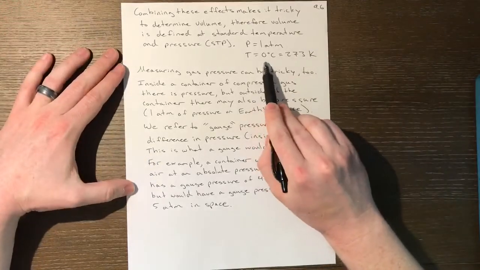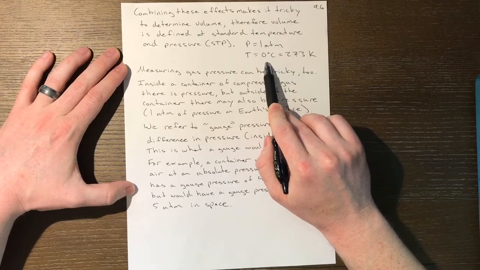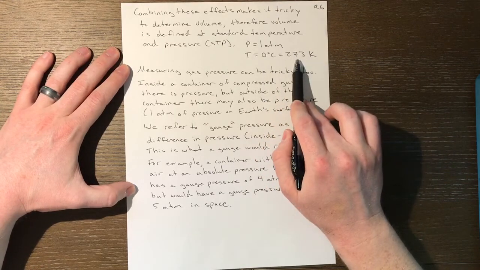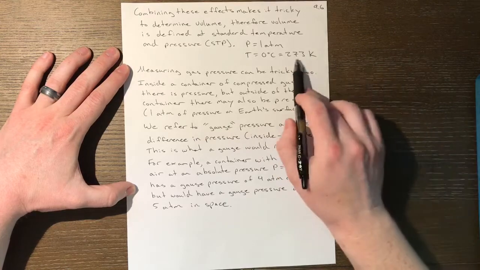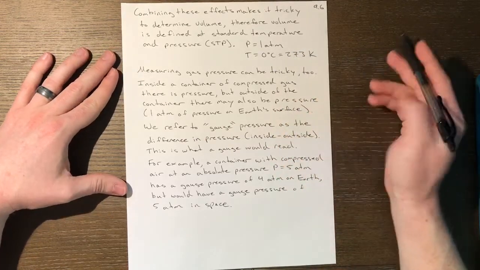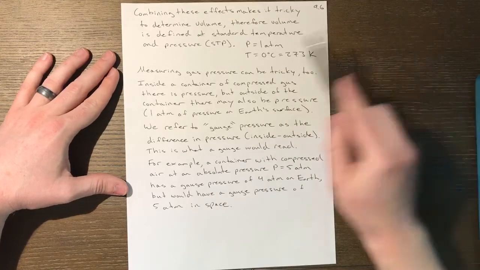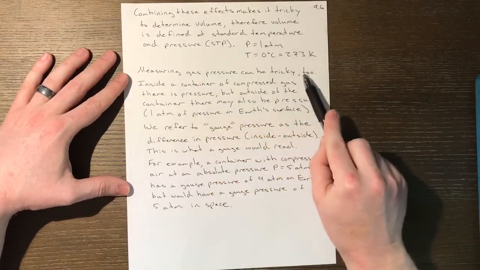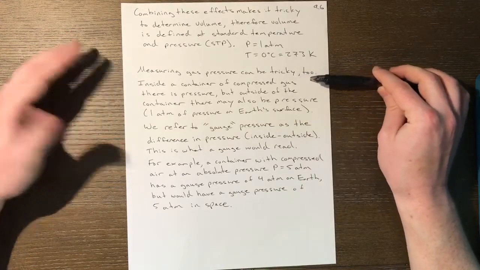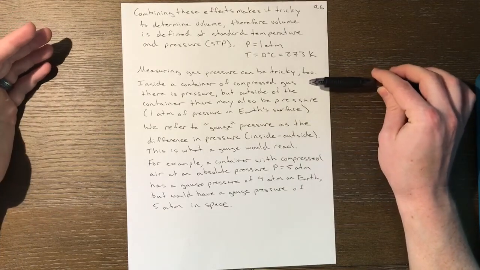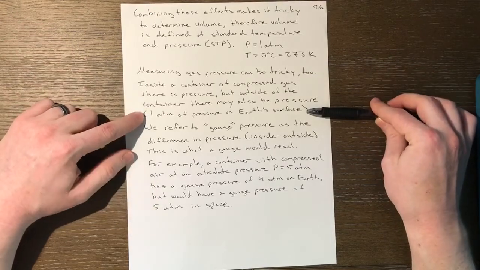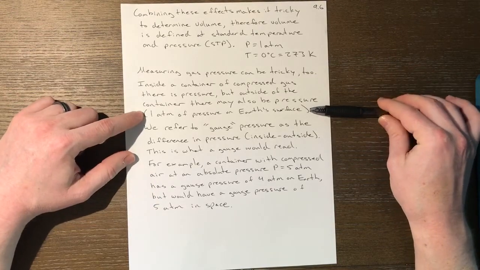And the temperature was chosen to be 0 degrees Celsius, the freezing point of water, which would be 273, not degrees, just Kelvin. 273 Kelvin is standard temperature. But it doesn't just stop there. Measuring gas pressure can be tricky too, because inside a container of compressed gas, there is pressure, but outside of the container, there may also be pressure. For instance, there's 1 atmosphere of pressure on Earth's surface.